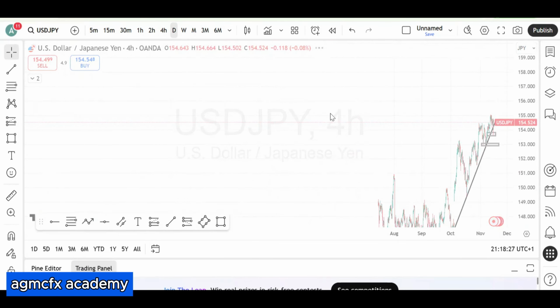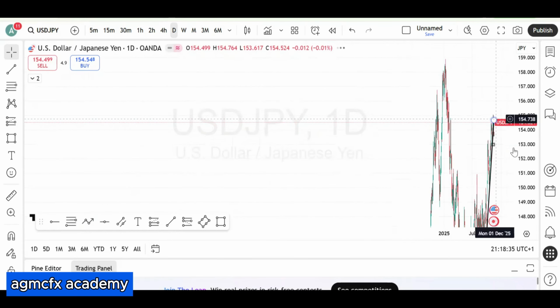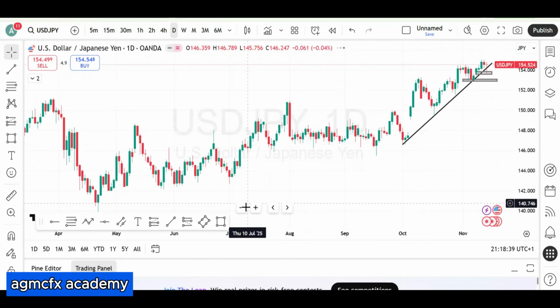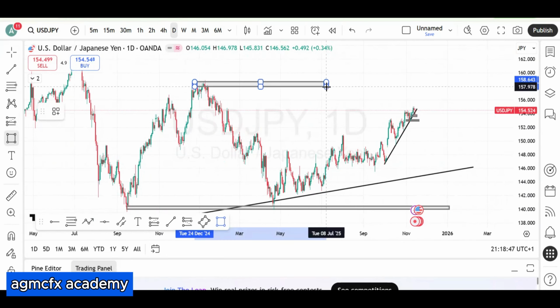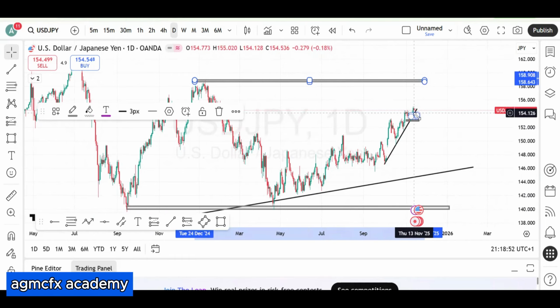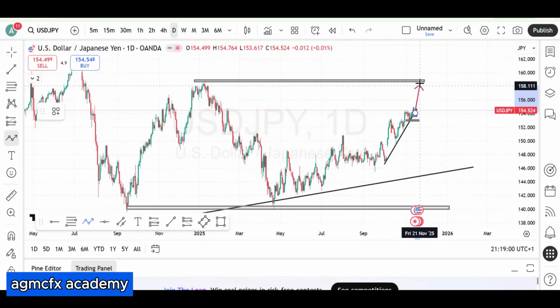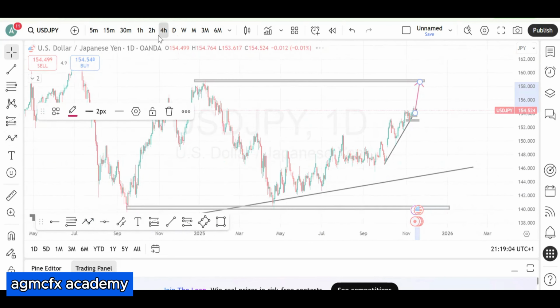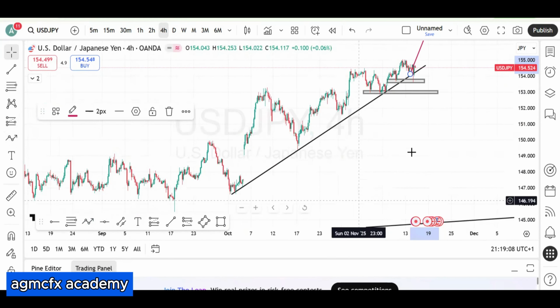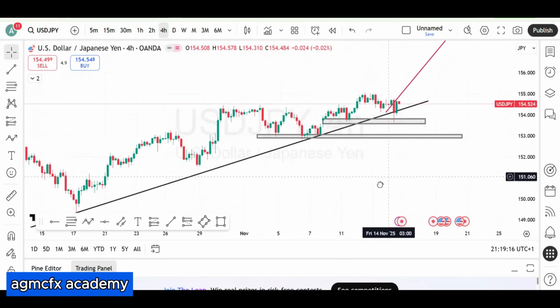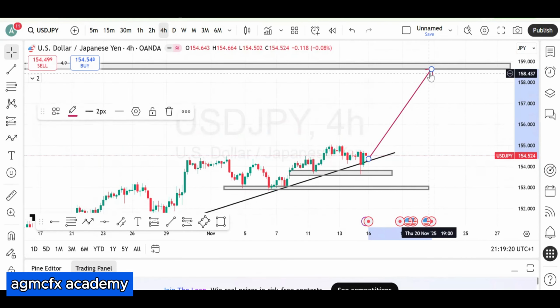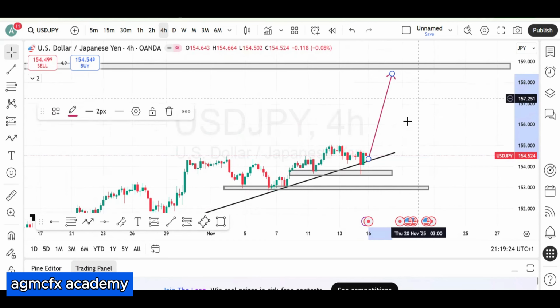So definitely, the market is below the previous high. These are previous highs. And so definitely we are expecting the market to move up as long as it maintains this level. It's moving up right now. So for those of you who want to trade USD JPY, I think the market is still maintaining an uptrend.